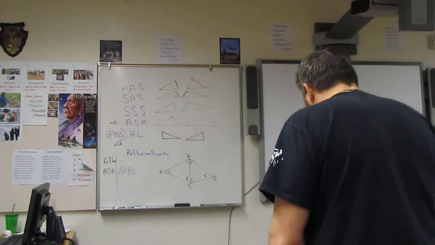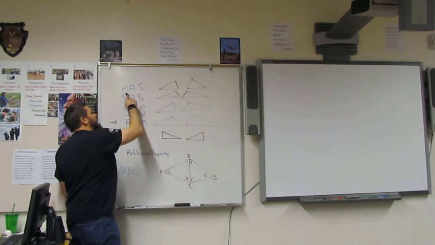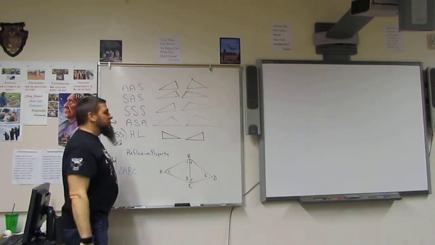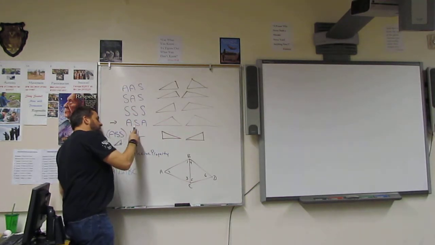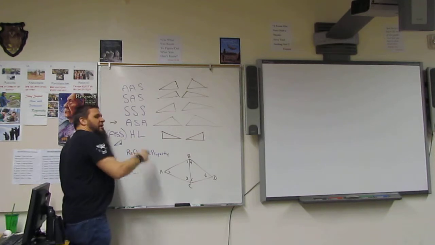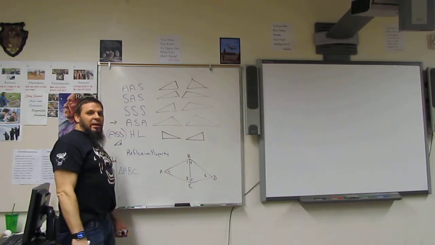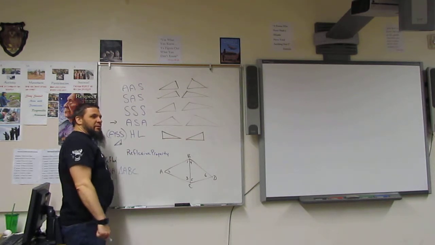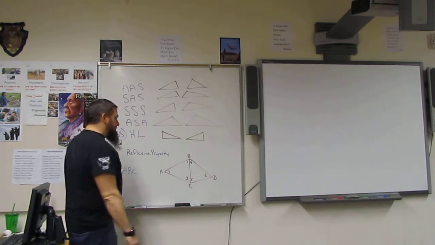We have some angle congruency properties. These properties are angle, angle, side. Side, angle, side. Side, side, side. Angle, side, angle. And hypotenuse leg, which used to be known as angle side, side. Angle side, side only works when it's right. That's why we use hypotenuse leg.